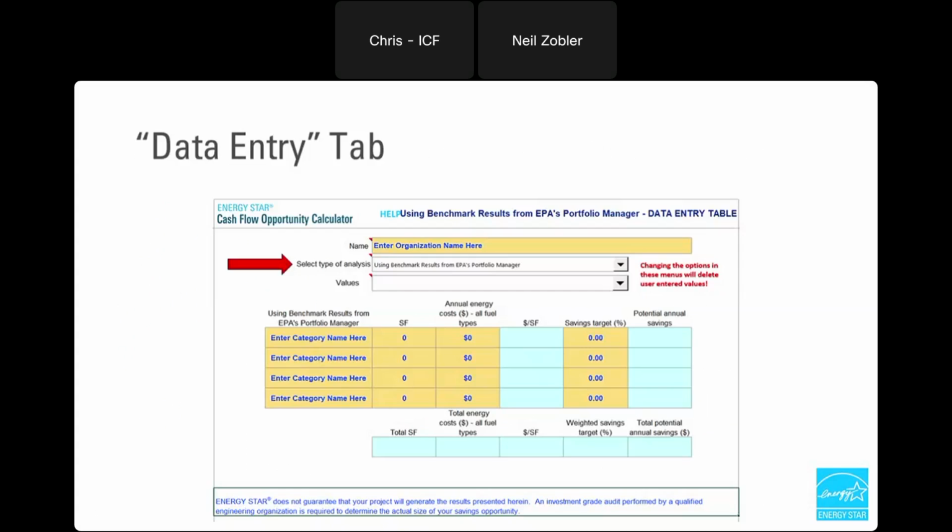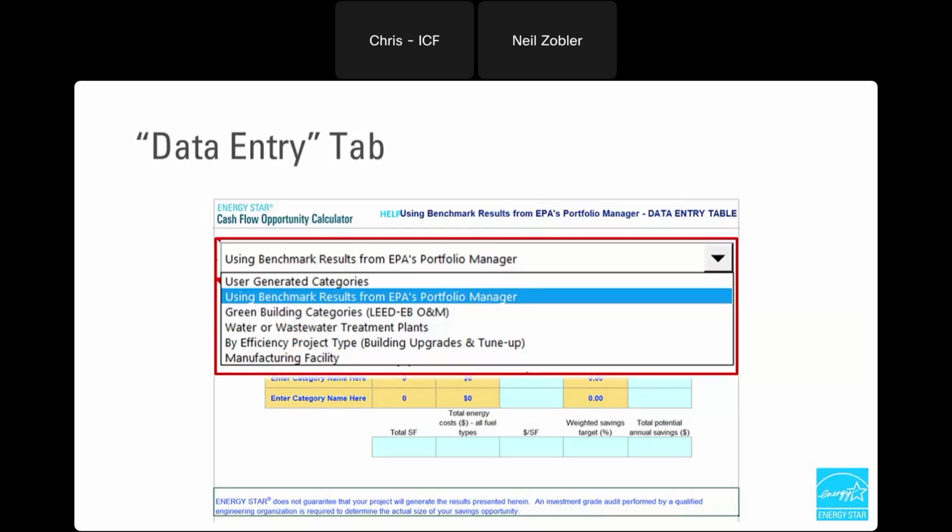You have the option for types of analyses. You can identify very specific target areas based on the definition or profile of the project that you're working on. Let's take a quick look at how we can expand the categories here. You can use user-generated categories. You can use benchmark results from ENERGY STAR Portfolio Manager, green building if you're working on a LEED project, water, wastewater.